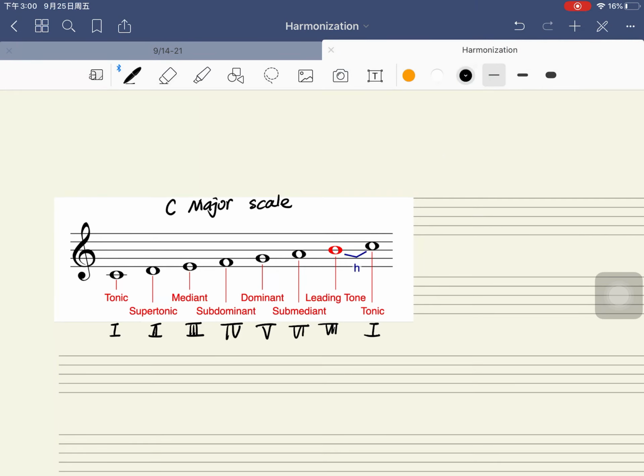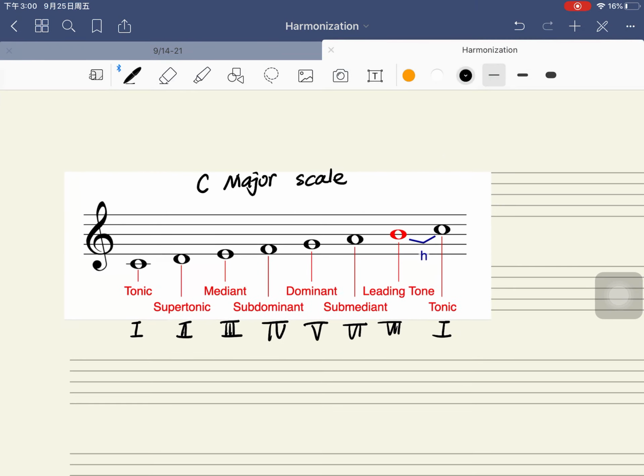Hi, let's go through the tonic and dominant here. So I have a picture over here. It's a C major scale, through C to upper C. So C, D, E, F, G, A, B, and back to C here.